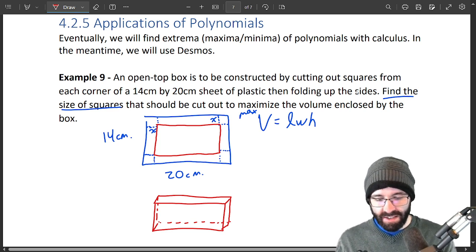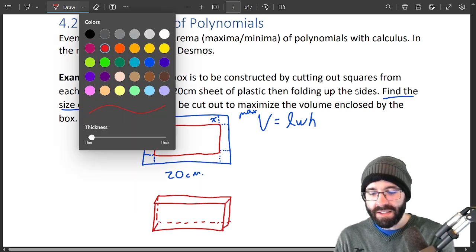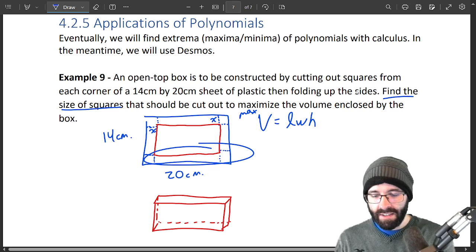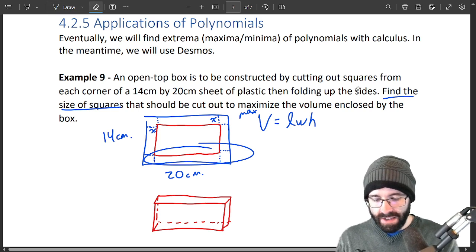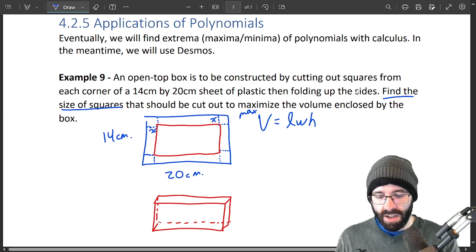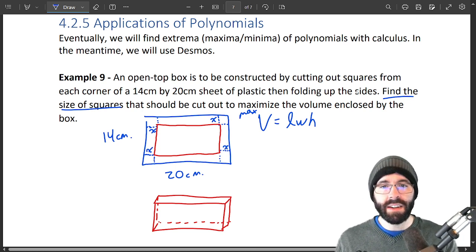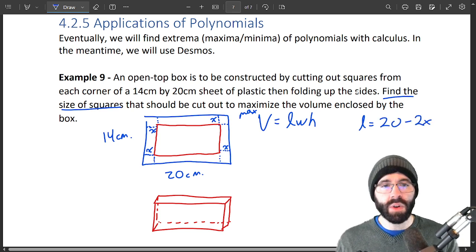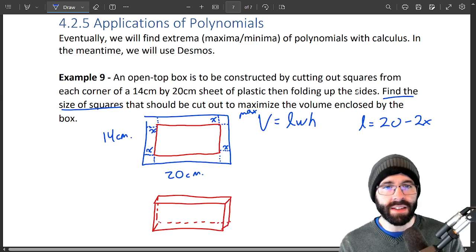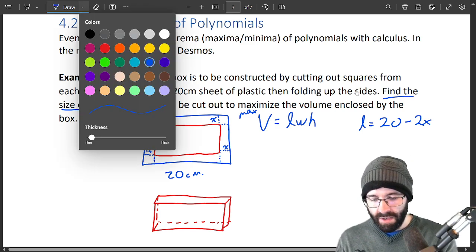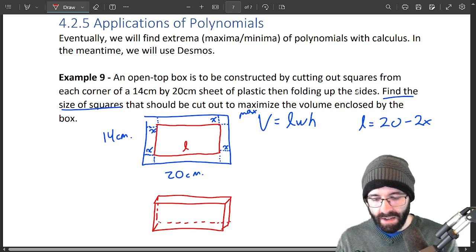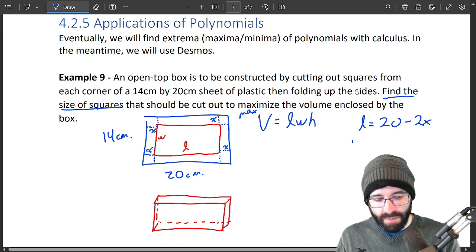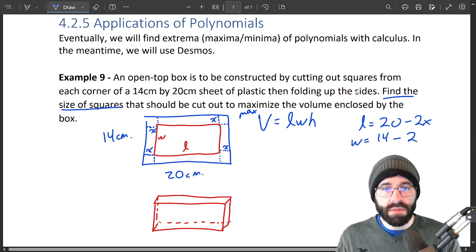So the length of the base of the box is the length of that red bottom. What is the length of this red bottom? Well, it's almost 20 centimeters. But we cut out an x here, and we cut out an x here. So the length is 20, but we made it shorter. We lost an x, and then we lost another x. This is our length right here. And our width is similar. The width used to be 14 centimeters, but again, we cut out 2 x's of it.